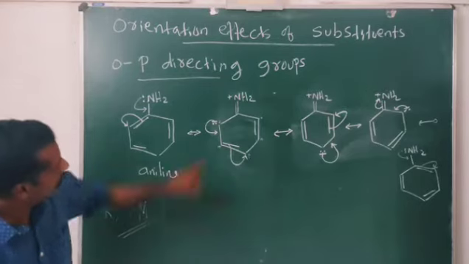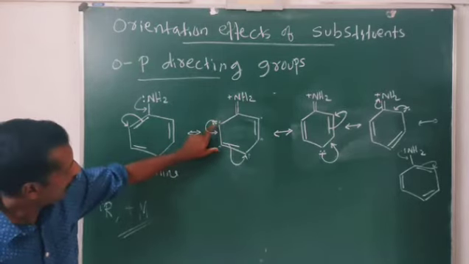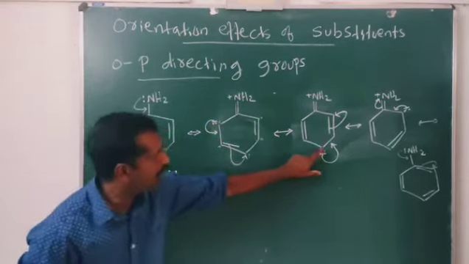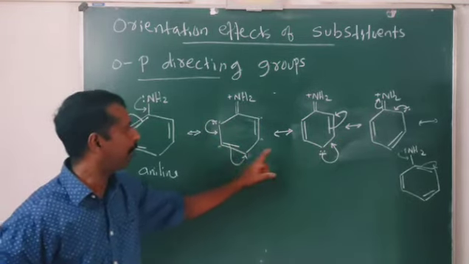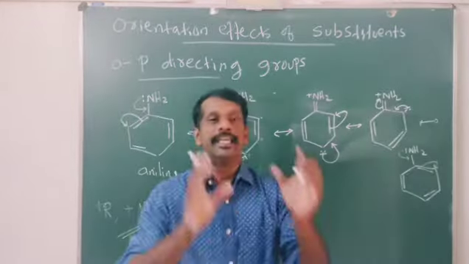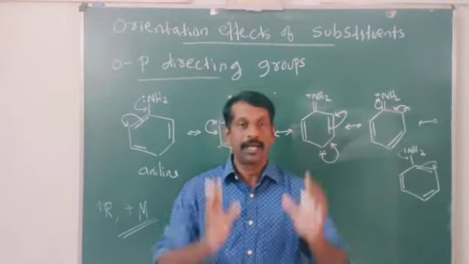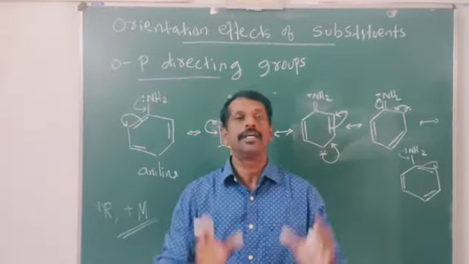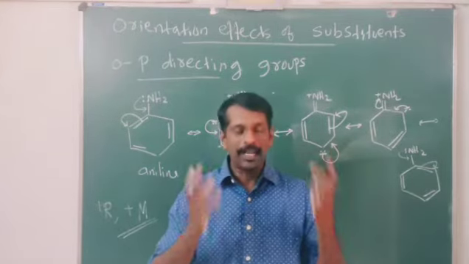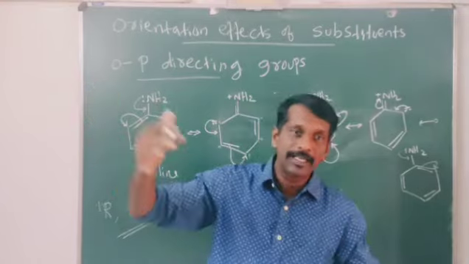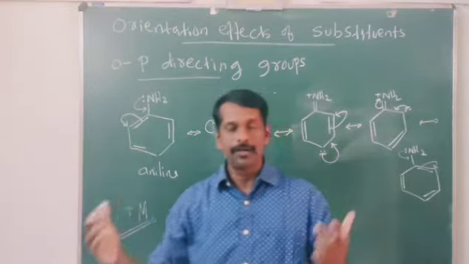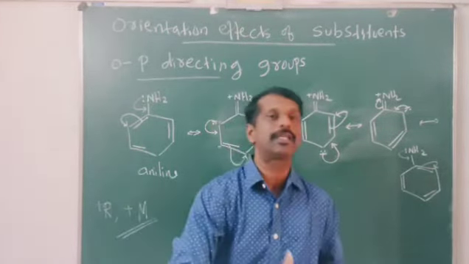can see that this position is ortho and this position is para. Again, this position is ortho. The ortho and para positions are negatively charged. Therefore, what type of reaction will be given by benzene and its derivatives? They will usually give electrophilic substitution reactions.